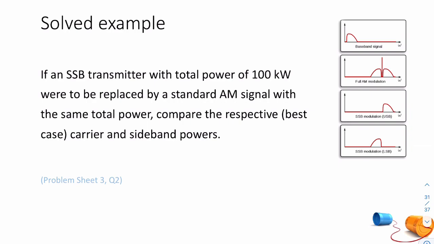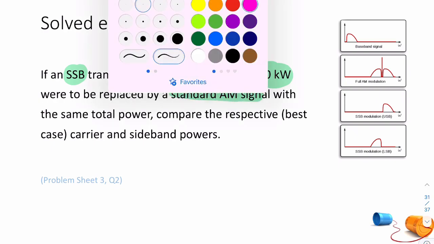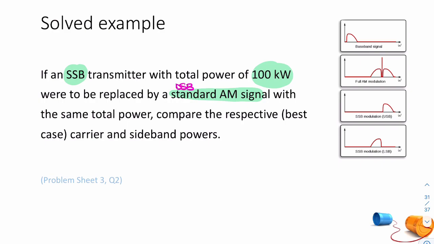Okay, so before we end, one final numerical question this time. One example, or one question answered three different ways. So we're told that we have an SSB transmitter and it's transmitting 100 kilowatts. And we're going to replace it with a standard AM signal. What does that mean? What does standard AM signal mean? It means DSB, large carrier. And it says the same total power, so the power will remain 100 kilowatts. And it says, compare the respective carrier and sideband powers. So before and after.